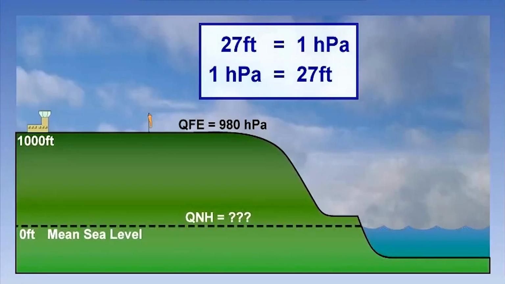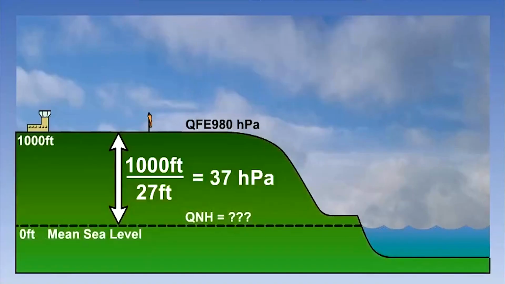Looking at the diagram, we can see an airfield 1000 feet above mean sea level. If the QFE was 980 hectopascals, what might the QNH pressure be? What we have to do is increase the pressure from the airfield to mean sea level, but by how much? If we know that pressure changes by approximately 27 feet per hectopascal, all we have to do is to find out by how much the pressure changes in 1000 feet.